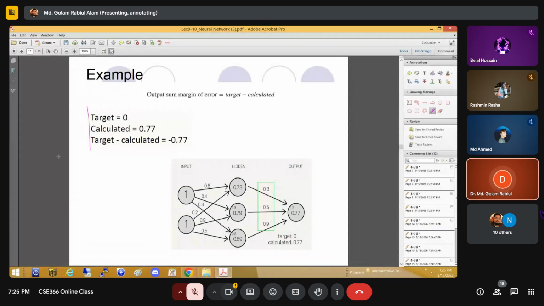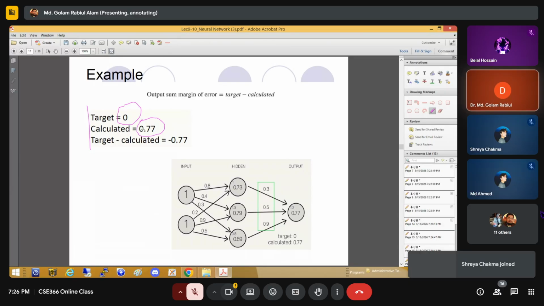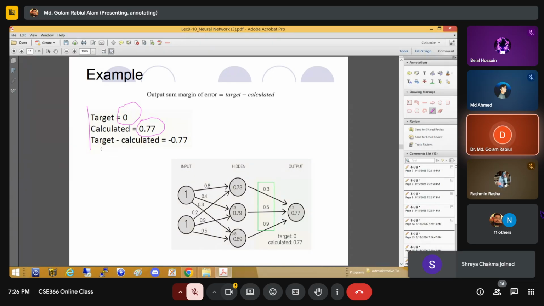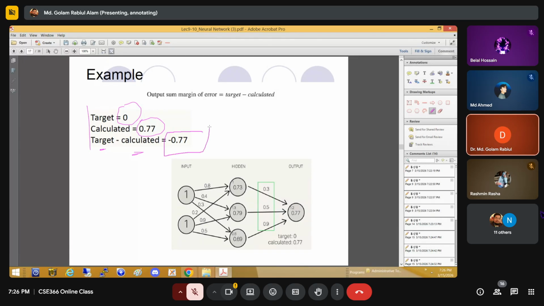Then we have to determine how much error we have in the first iteration. In the first iteration, this is the predicted output and this is the original output. So the error is original minus prediction, that is, target minus calculated value. Original minus prediction is negative 0.77. So this is the error. Now we have to reduce the error. But how can we reduce that?